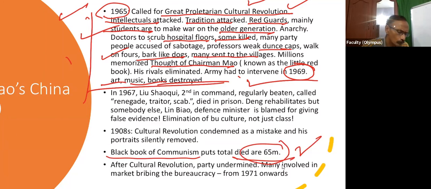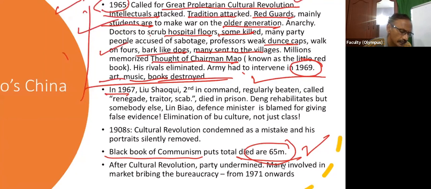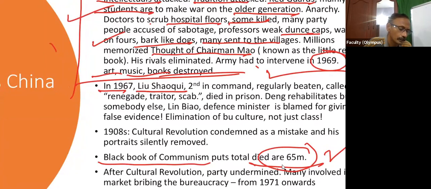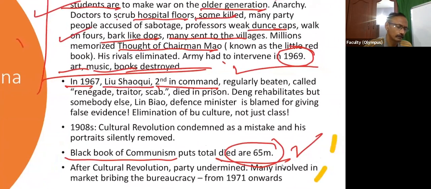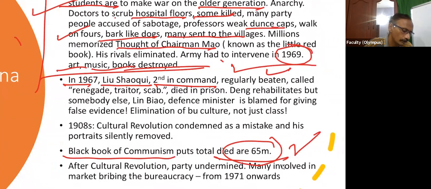And you know, his number 2, in 1967, that was after the Cultural Revolution, this Liu Shaoqi was second in command. He was regularly beaten during the Cultural Revolution and called renegade, traitor, and scab, and finally imprisoned, and died in prison. This happened to number 2. It was much later that Deng rehabilitated him, but then somebody else, that is Lin Biao, the defense minister, was blamed for giving false evidence against the number 2.